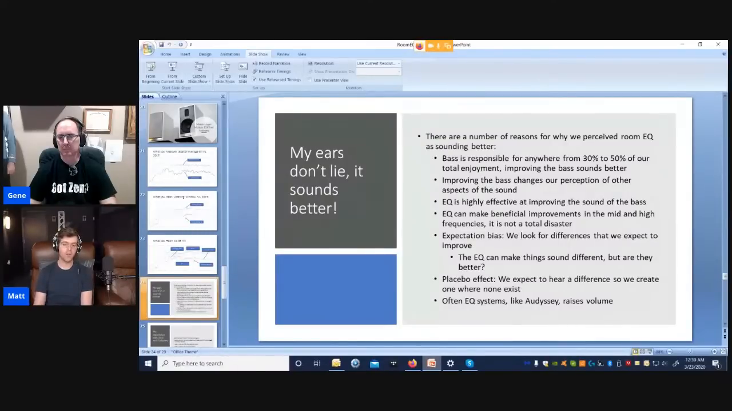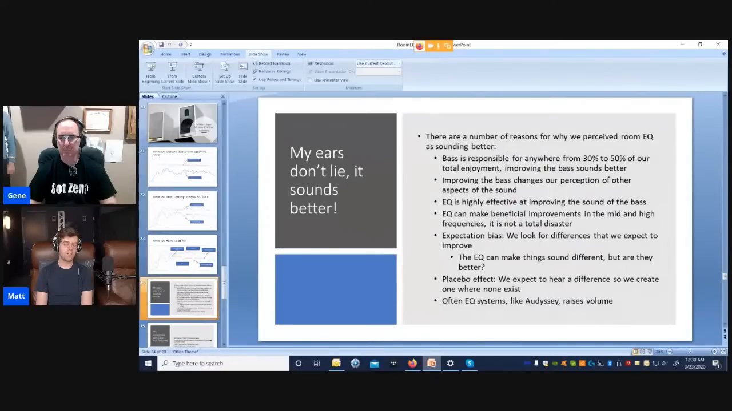But there's two other things to keep in mind here. There's also an expectation bias, meaning that we start to look for differences because we expect it to be better, and then we hear what we're looking for. That's how the cable industry thrives. Well, and then they go on a whole other level, which is placebo. The placebo effect is that we think it's going to sound better, and so it does. And all of these are psychological. They're not reality.